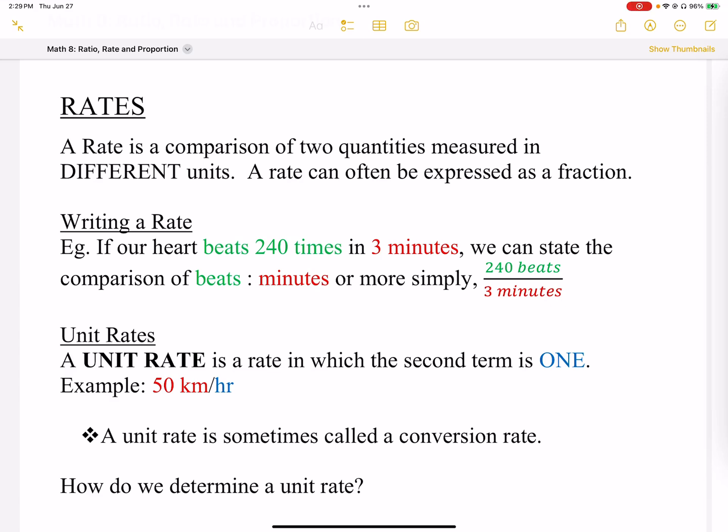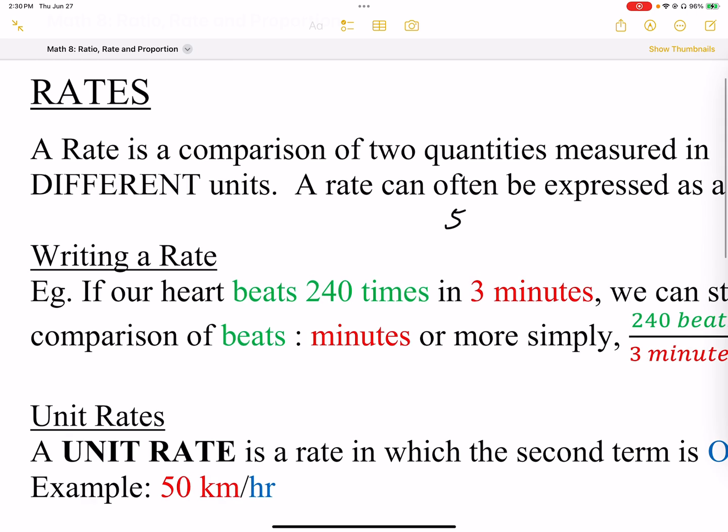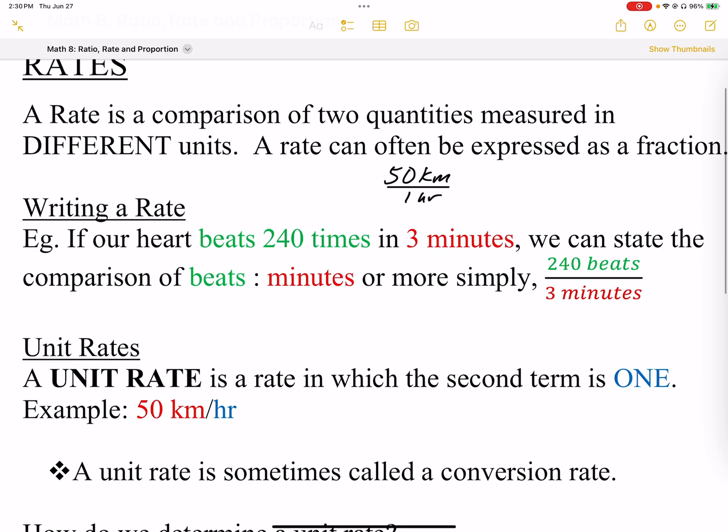Rates are very similar to fractions and ratios, where a rate is a comparison of two quantities measured in different units. So, for example, kilometers per hour. When I'm driving down the road, I'm driving at 50 kilometers, that's one quantity, compared to 1 hour, that's another quantity. And it can be written as 50 kilometers per 1 hour. Okay, so it can be written as a fraction.